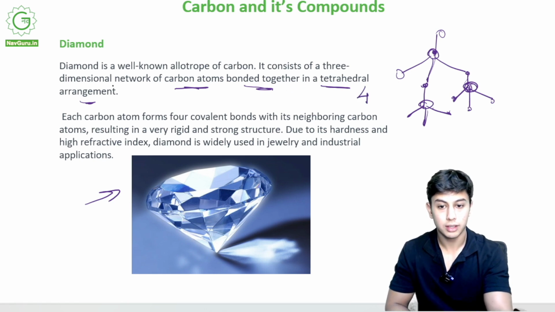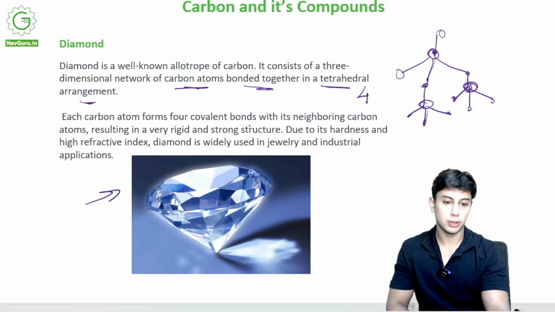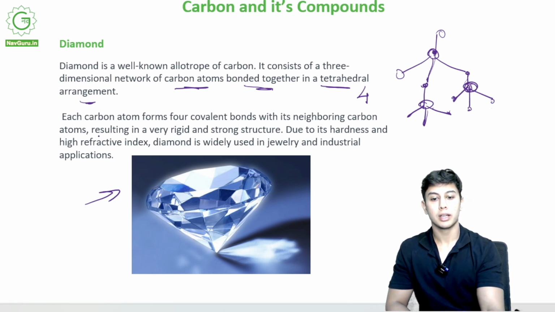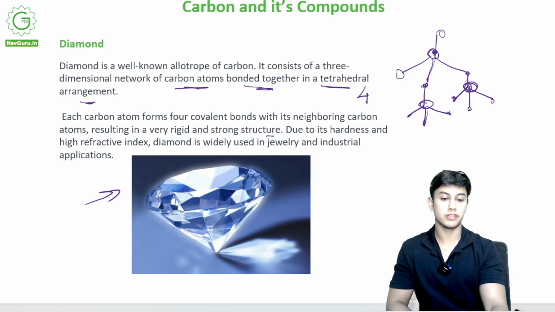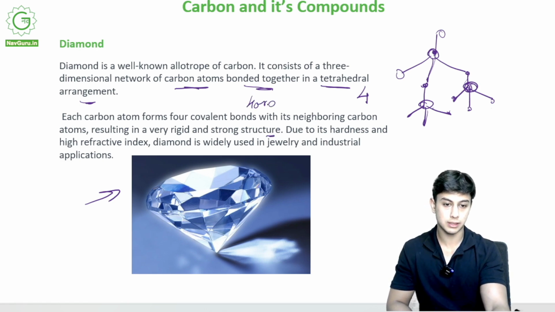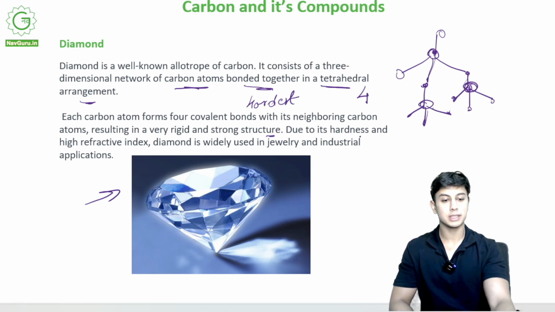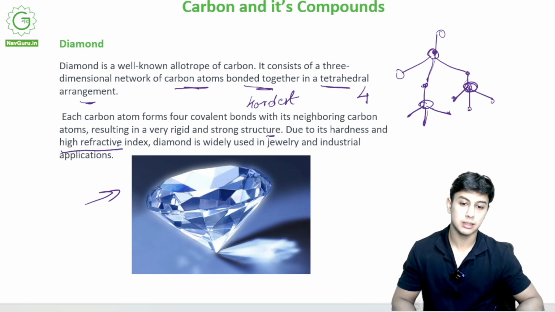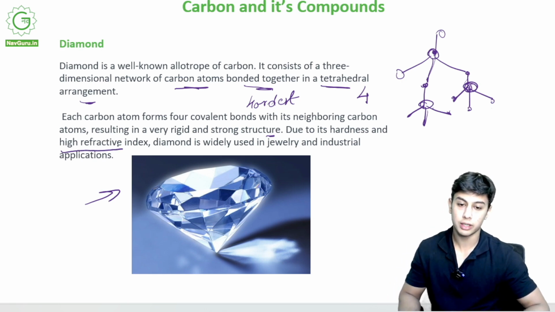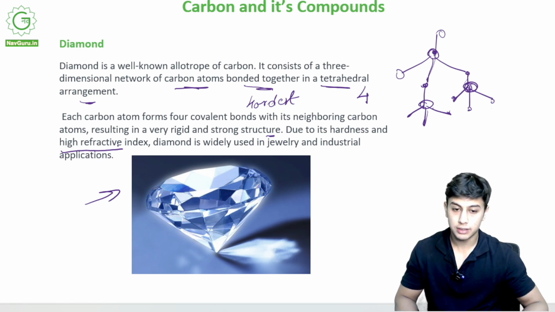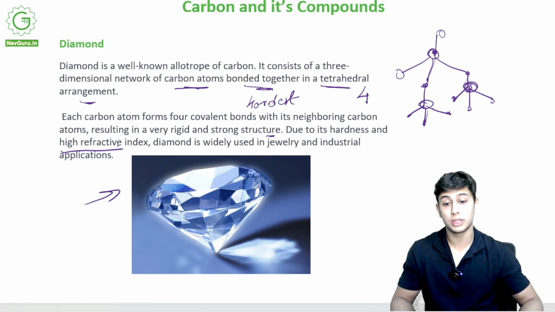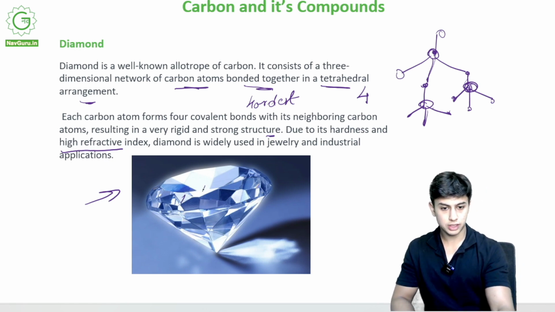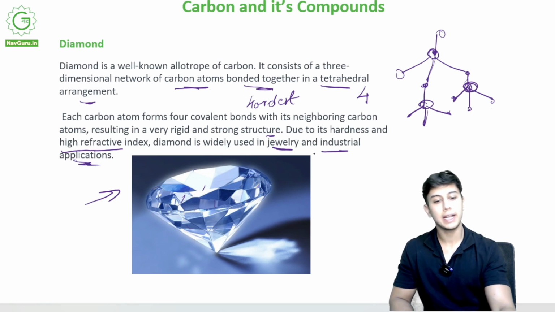Each carbon atom forms 4 covalent bonds with its neighboring carbon atoms, resulting in a very rigid, strong structure. It is the hardest substance found on the earth. Due to its hardness and high refractive index, it bends light a lot. It goes through total internal reflection, so it shines a lot. You see this, each surface is shining differently. Diamond is widely used in jewelry and industrial applications.